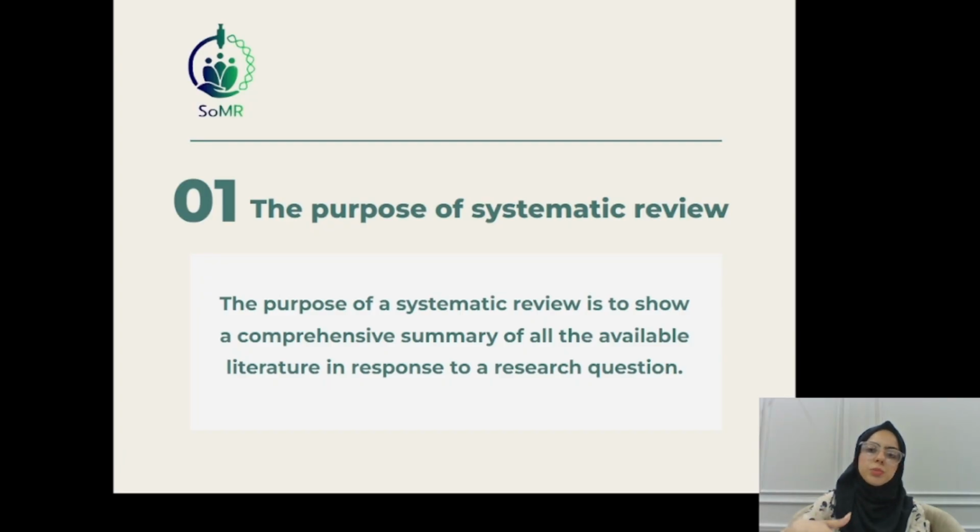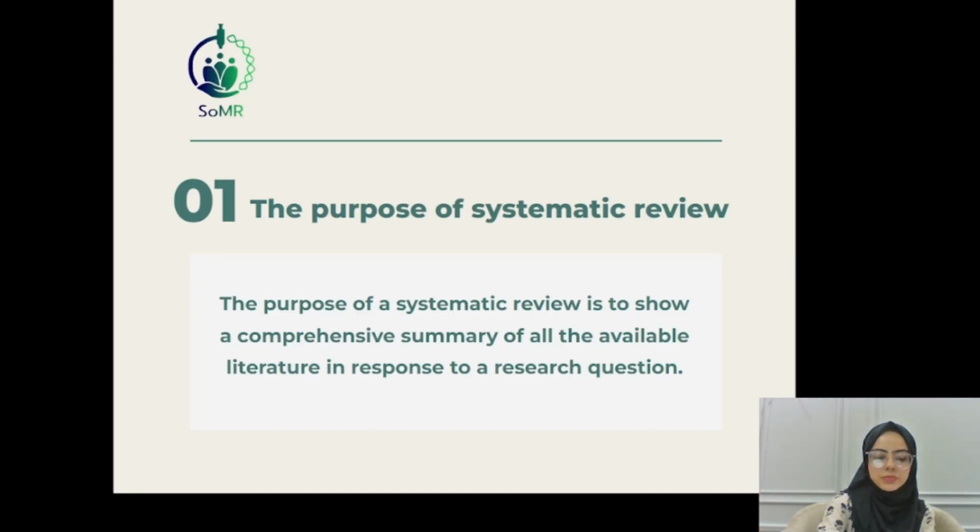Before selecting a topic for the systematic review, it is very crucial to understand the purpose of a systematic review. At its core, a systematic review is a comprehensive summary of all the available literature pertinent to a specific research question. You can imagine it as your exploration through a vast library of knowledge, and the aim is to uncover every relevant piece of information pertinent to a specific inquiry.